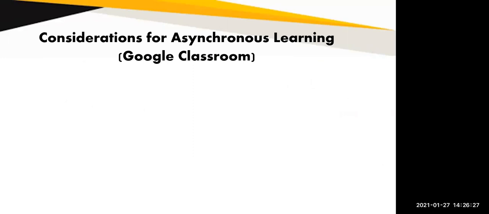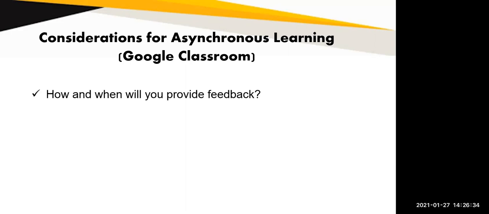So what are some considerations for asynchronous learning? And we're looking at the Google Classroom. So one of the things that we need to look at is how and when will you provide feedback?